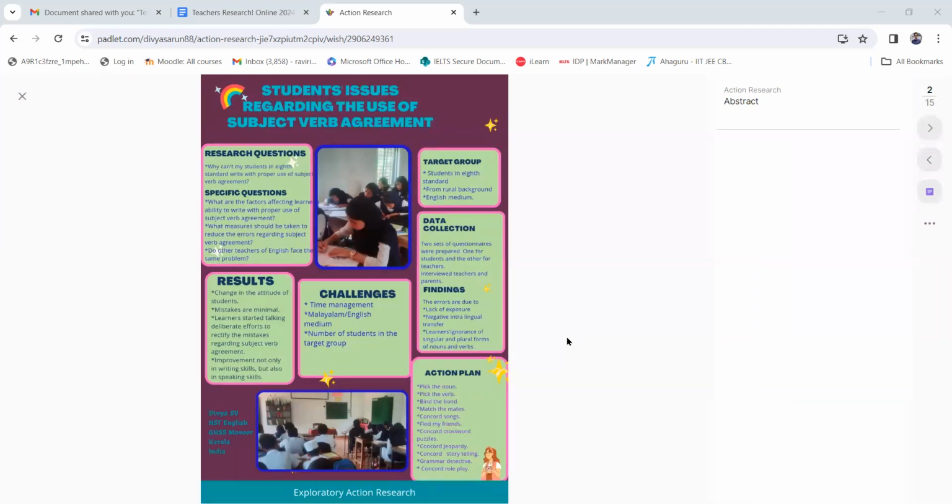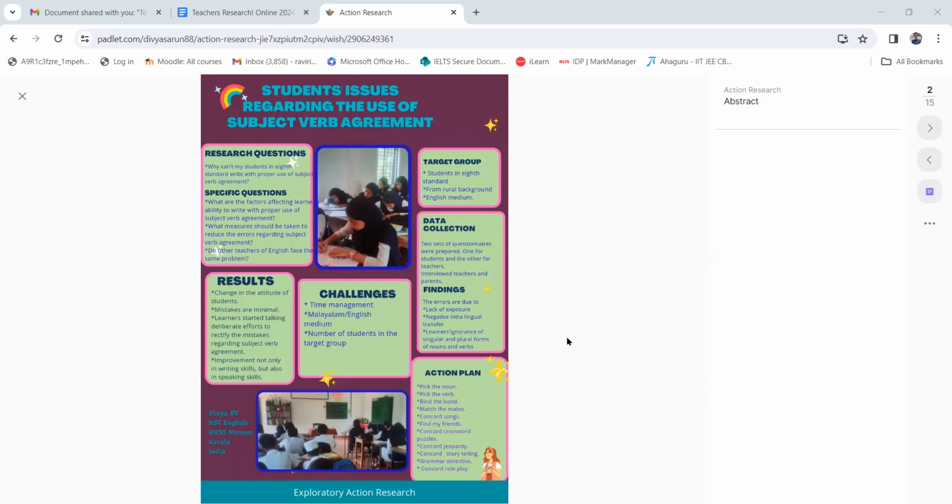These were the problems, and I managed the time limit by giving activities based on the textbook itself. I didn't give them extra materials. The materials were from the textbook itself. That was the remedy I found.